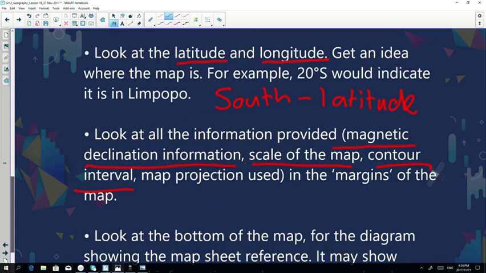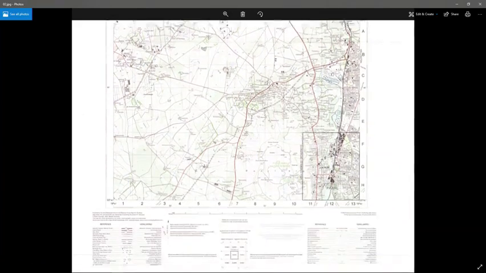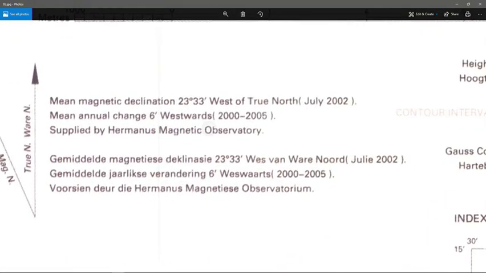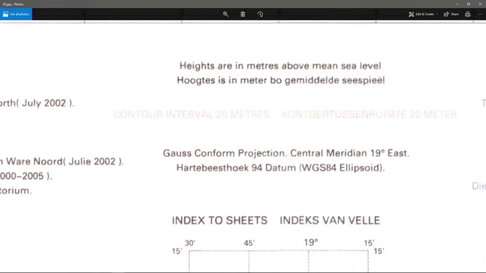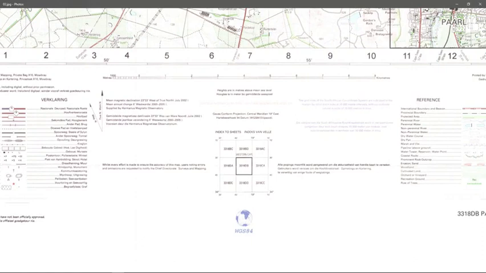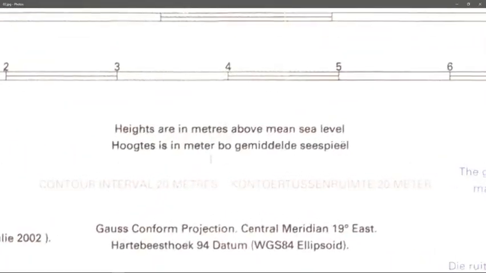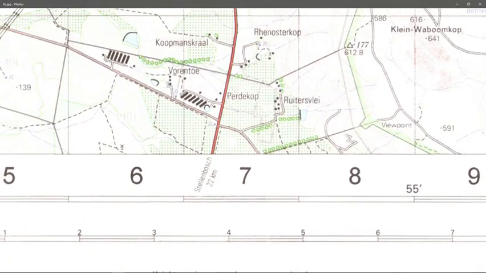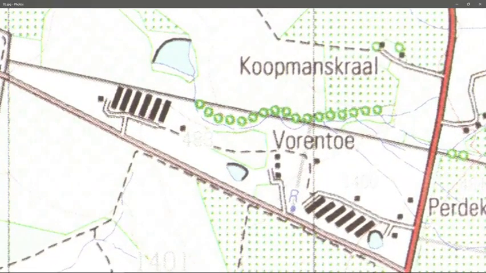If we quickly go back to the map where we can get this information from, there's the magnetic declination. Now in the next couple of episodes we're going to calculate the present magnetic declination, and this is the set of information that you're going to use. If you continue on the bottom of your map, you will find the contour interval that tells you it's 20 meters. But very importantly, you can actually see it on the contour lines on your map. You can see the interval is 20 meters on your contour lines.